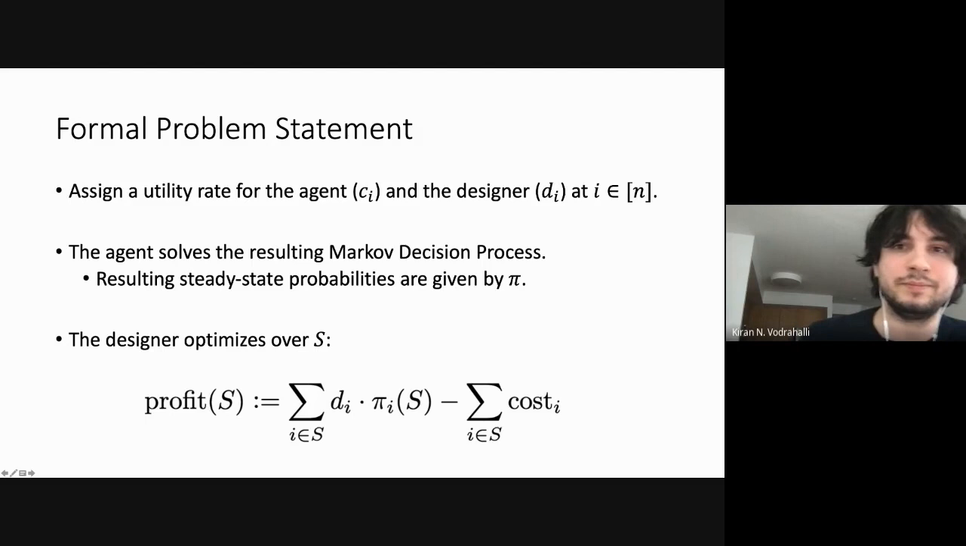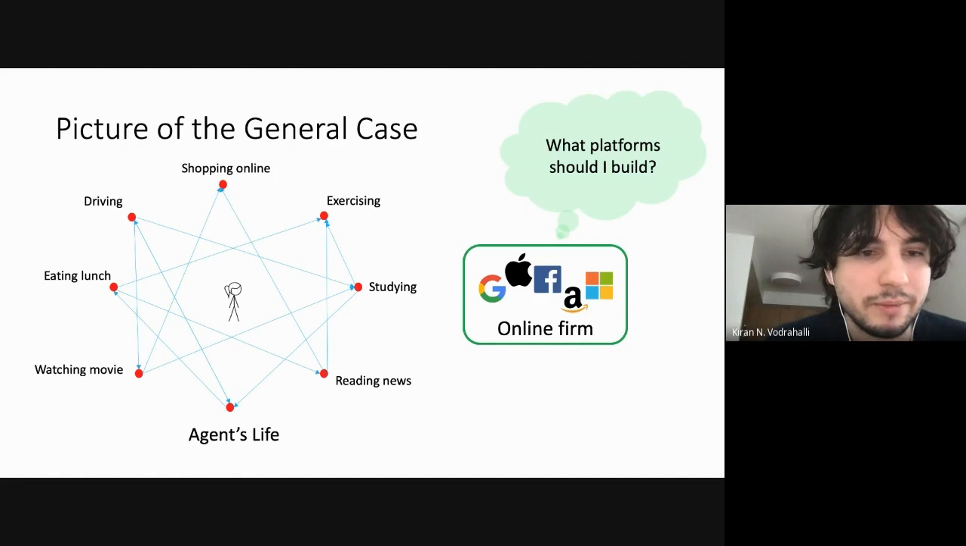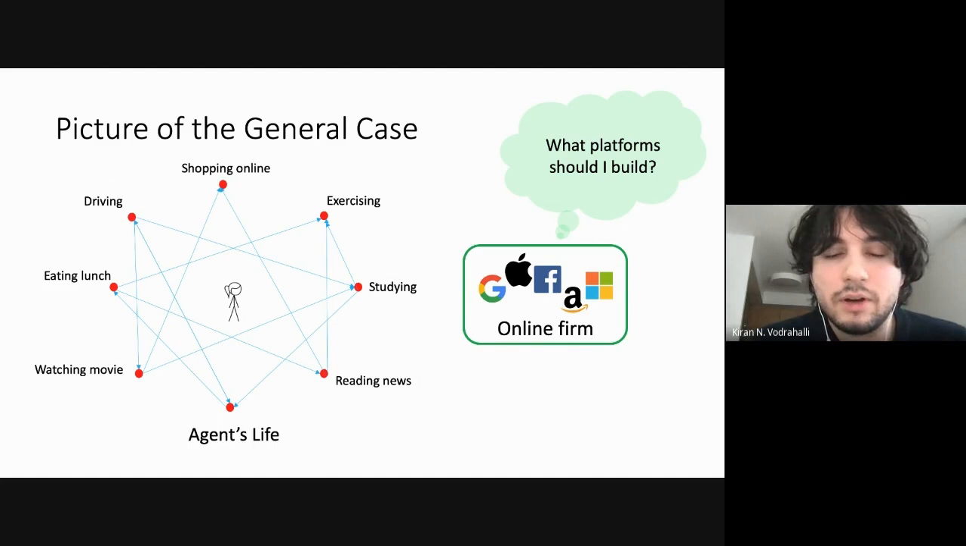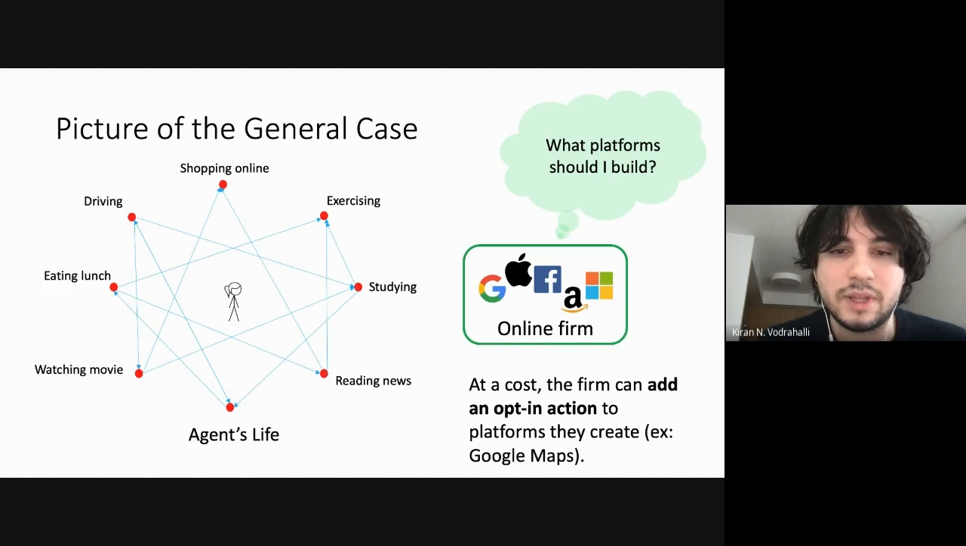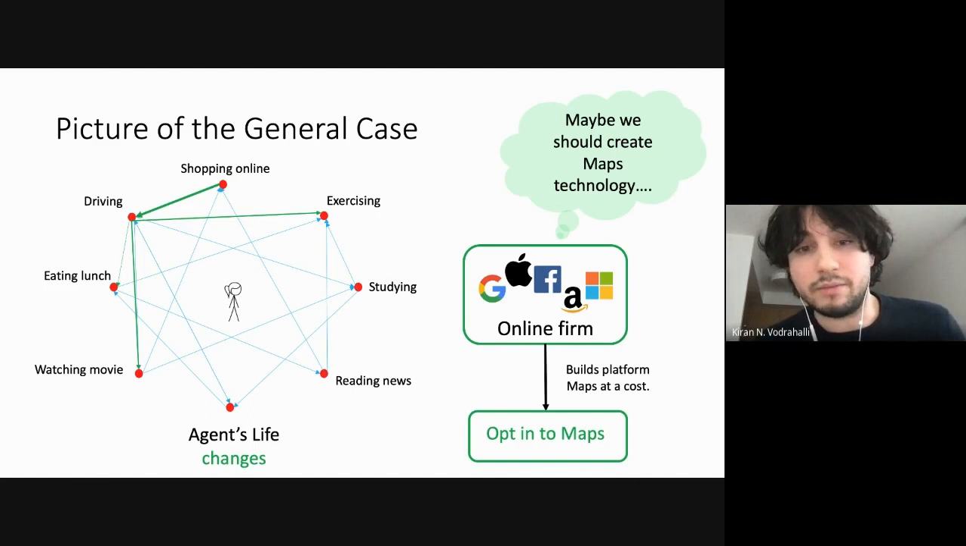So let's look at the general case of this problem first. Okay, so this is the situation, right? We have the agent. They have various activities they can be doing, like watching movies, eating lunch, driving, shopping, exercising, studying, reading the news. And then the online firm comes along and asks, what platforms should I build? Remember, at a cost, the firm can add an action to a platform that they create. So for instance, they could create Google Maps. Let's say they create Google Maps, and now the agent decides to opt into Maps.